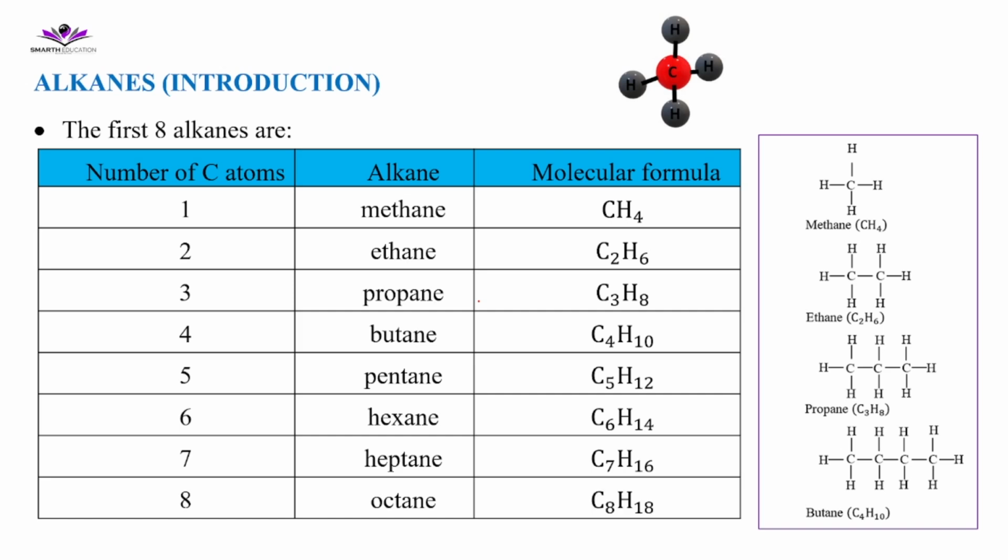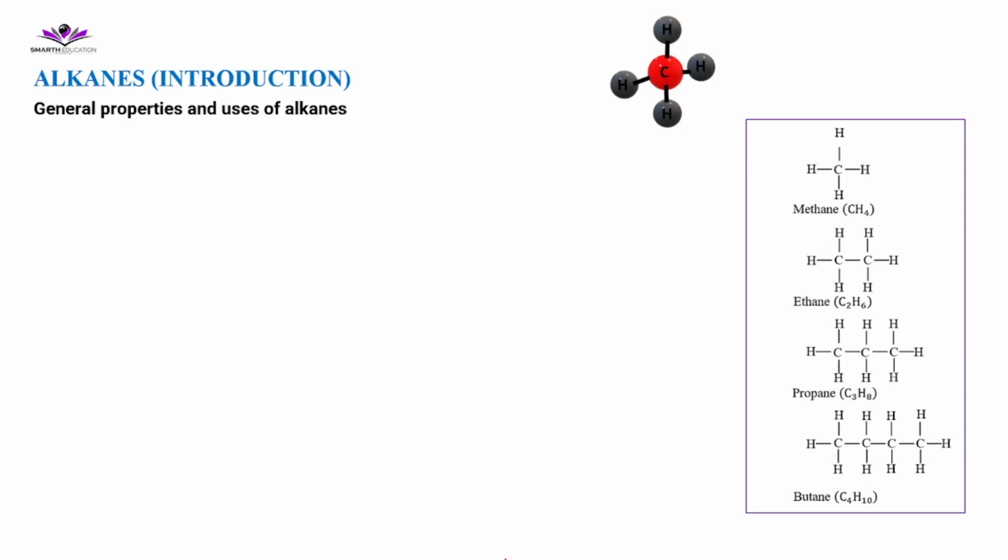Just take note of this: the suffix ending with -ane. These are the alkanes. And then the prefixes, remember them. Meth for 1, eth for 2, prop for 3, but for 4, pent for 5, hex for 6, hept for 7, and then oct for 8. Remember those.